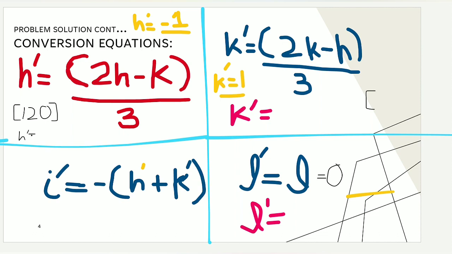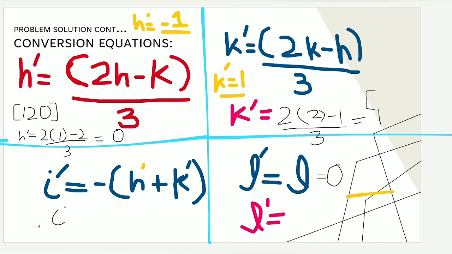h prime equals 2 into h, which is 1, minus k, which is 2, divided by 3, and we got 2 minus 2 in numerator, which equals 0. 0 by 3 is 0. So 0 is the h prime index. Then k prime: 2 into k, k is 2, minus h, h is 1, divided by 3. 2 into 2 is 4, 4 minus 1 is 3, 3 divided by 3 is 1. So you get 1 here for k prime. Then i prime equals negative of h prime plus k prime. h prime is 0 plus k prime is 1, so you get minus 1 as a result.